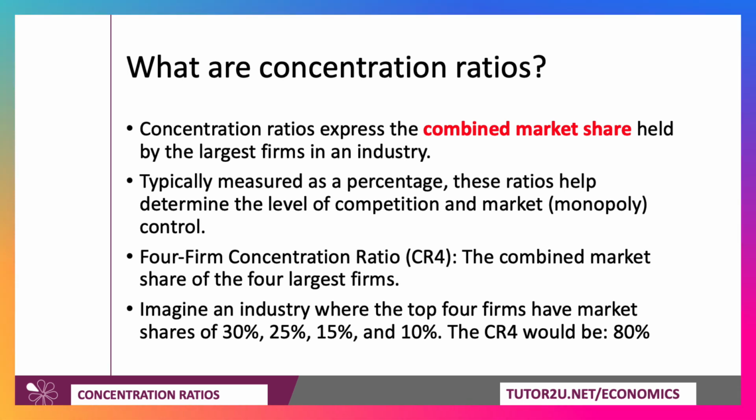Now, you can choose any number of firms. We could use the four-firm ratio, CR4, which is simply the combined market share of the four largest firms. Typically, we take the percentage of market sales. So if you have an industry where the top four firms have individual market shares of 30, 25, 15 and 10%, add them together, do the maths. I've done it for you, 80%. And that would suggest an oligopoly because the top four firms have 4/5 of the market.